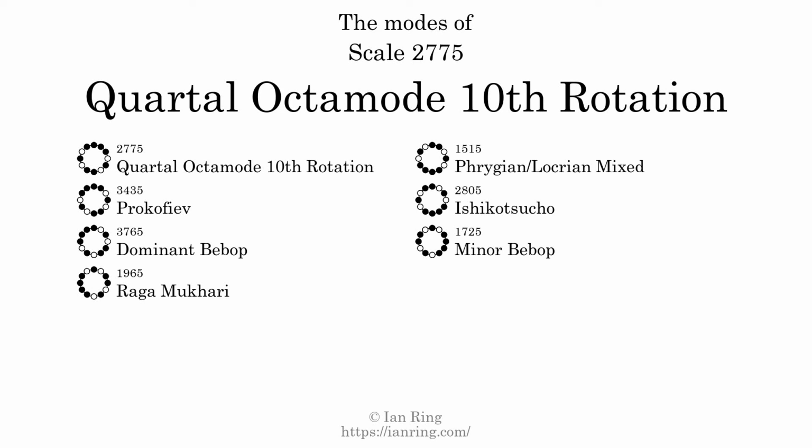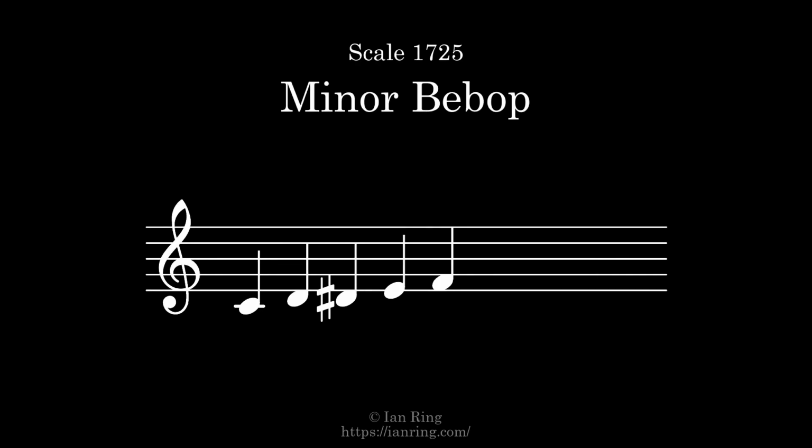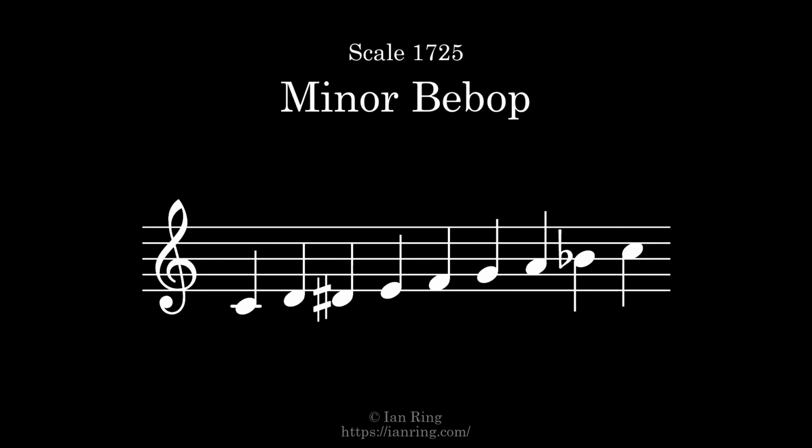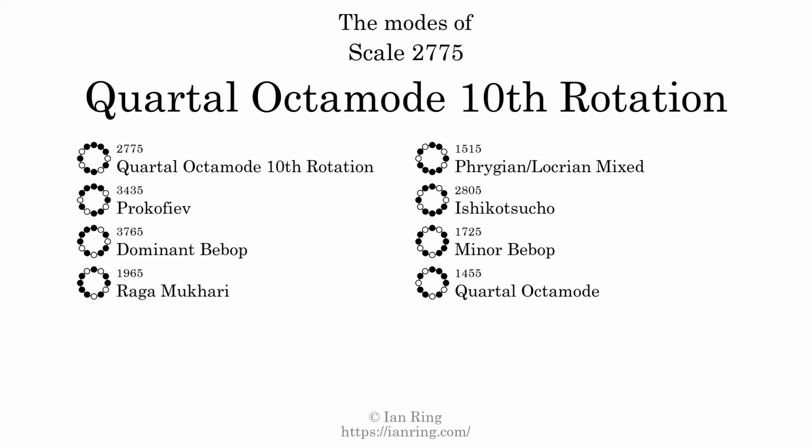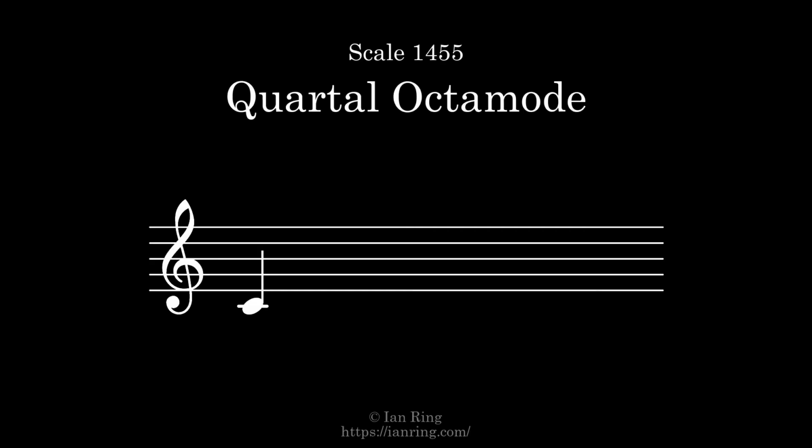The seventh mode is scale 1725, also known as minor bebop. It sounds like this. The eighth and last mode is scale 1455, also known as Quartal Octamode. It sounds like this.